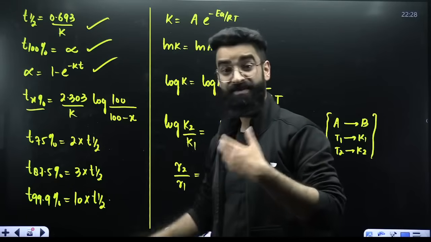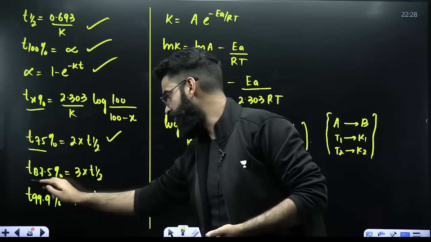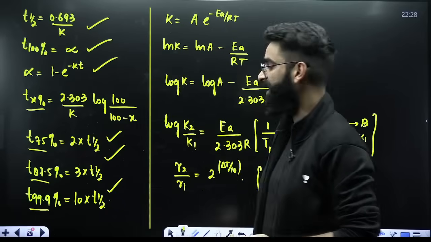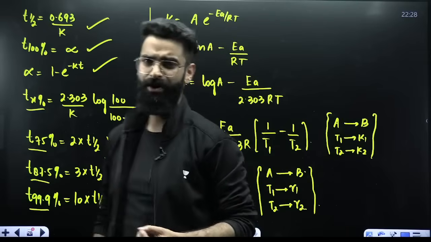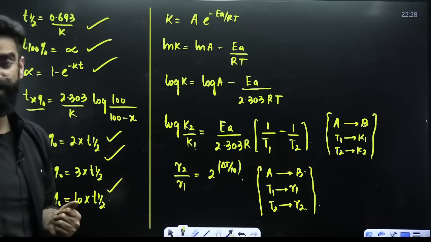Time taken to complete x% of the reaction. Similarly, time taken to complete 75% of the reaction. Time taken to complete 87.5% of the reaction. Time taken to complete 99% of the first order reaction. All these are important, with the help of which you can solve questions in much less time.